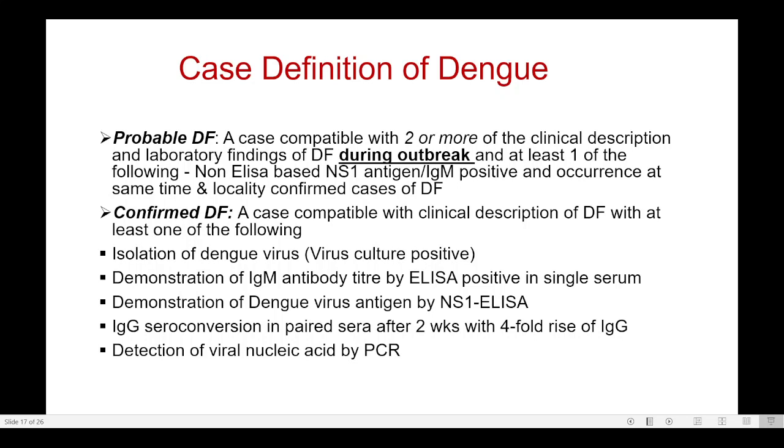For confirmed dengue fever, any case compatible with the clinical description of dengue fever with at least one of the following: isolation of dengue virus from virus culture, demonstration of IgM antibody titer by ELISA positive in a single serum, demonstration of dengue virus antigen by NS1 ELISA, IgG seroconversion in paired sera after 2 weeks with a 4-fold rise of IgG, or detection of viral nucleic acid by PCR. Then it is called confirmed dengue fever.